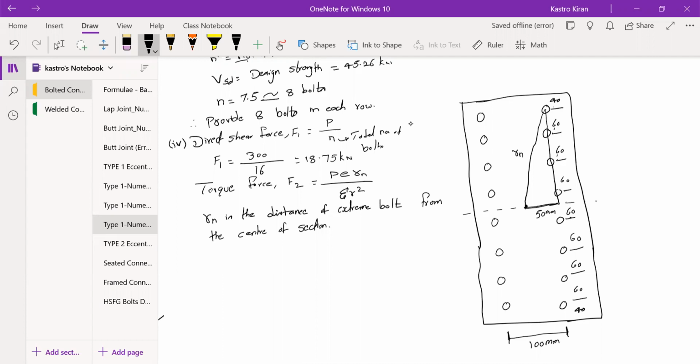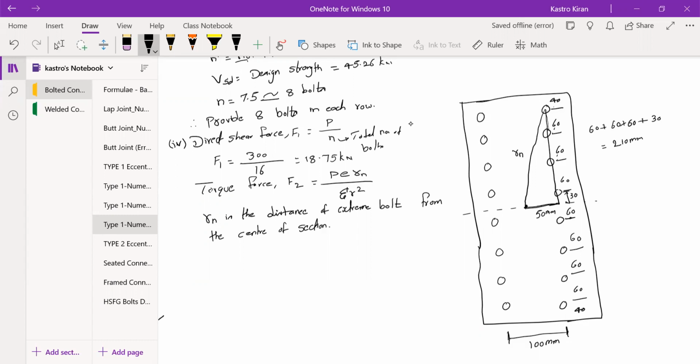So the vertical distance is the summation of 60 plus 60 plus 60 plus... so only from center I'm taking. From center of bolt to the center of this bolt is 60 mm. I just need this distance, which will be 30 mm. So therefore the vertical distance will be 180 plus 30, which equals 210 mm.